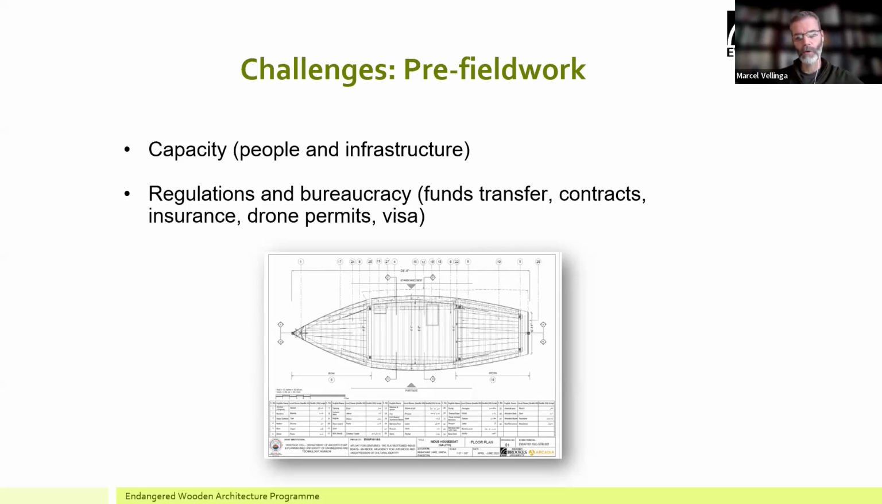And then there are the more common issues, such as visas for researchers, people not necessarily being allowed into countries, etc. So these are all challenging things before the work even really starts, but very important ones to address.